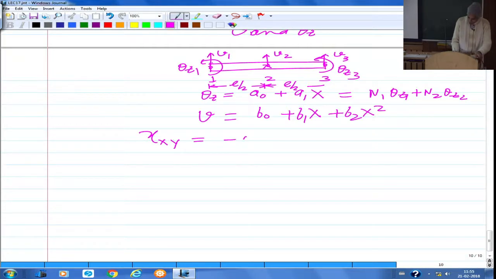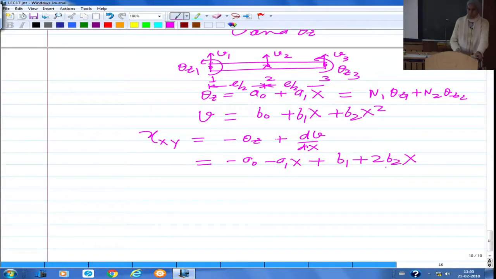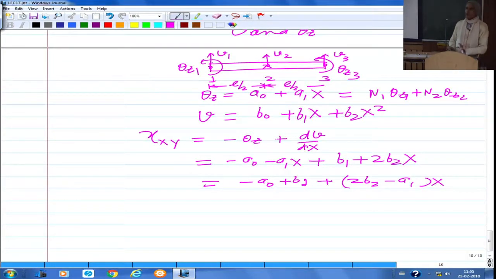Now gamma xy, which is minus theta z plus dv by dx, will give rise to minus a0 minus a1 x. Of course a0, a1 can be written in terms of theta 1 and theta 2, and this will be b1 plus 2 b2 x. If you look at these unknown constants a0, a1, b0, b1 and b2, I have one term, minus a0 plus b1, and the second term is 2 b2 minus a1 into x. So the interpolation of transverse shear strain gamma xy is actually consistent.